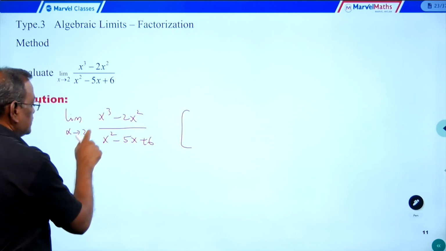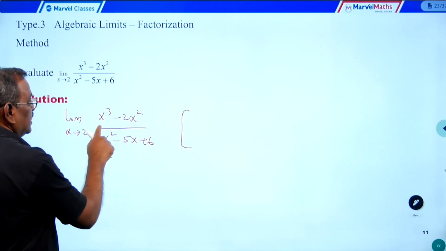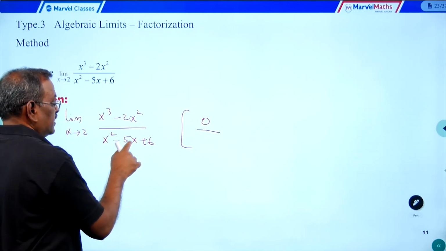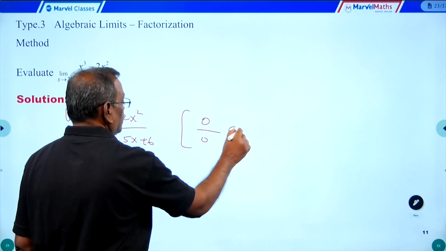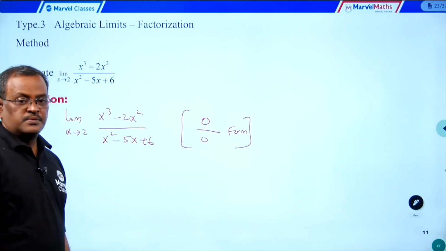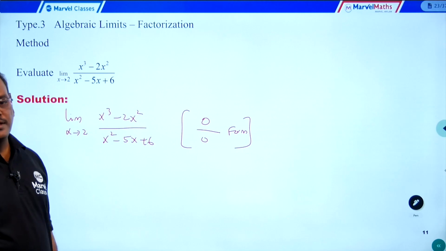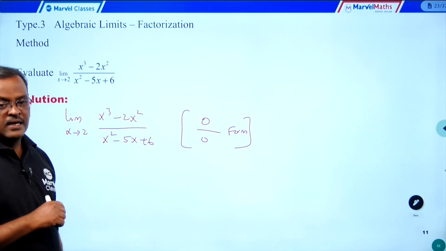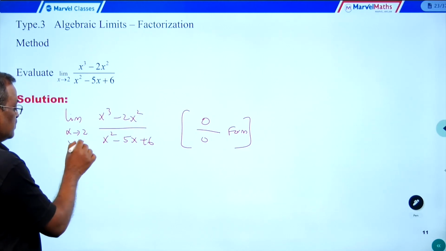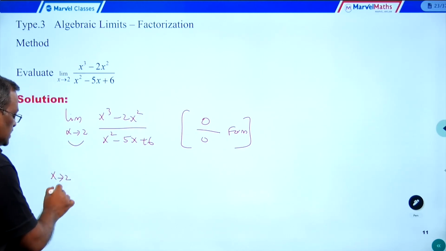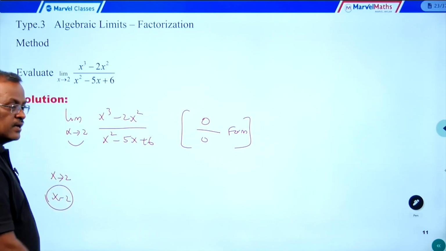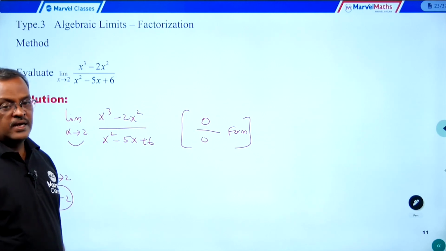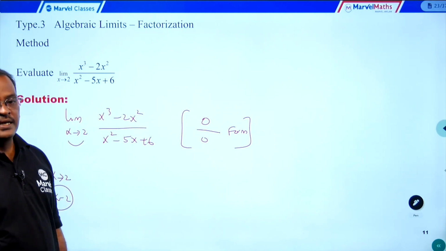Substitute x equal to 2: 8 minus 8 is 0, and in the denominator 4 minus 10 plus 6 is 0. So it is 0 by 0 form. If you directly substitute x equal to 2, you will get 0 by 0 form. So what is the reason for 0 by 0 form? It has one common factor. X tends to 2 means x minus 2 is a common factor. So factorize by using the proper method, cancel the common factor and then apply the method of direct substitution.